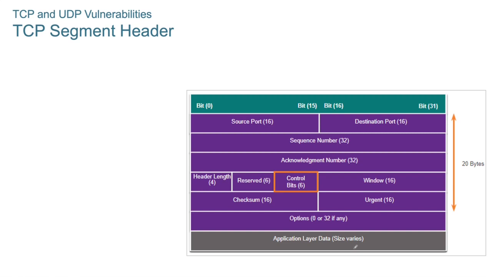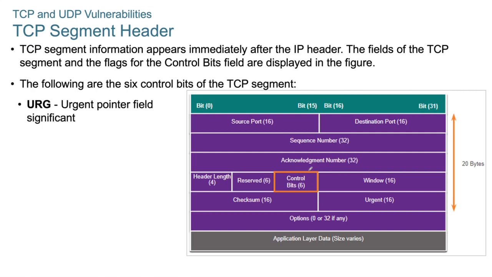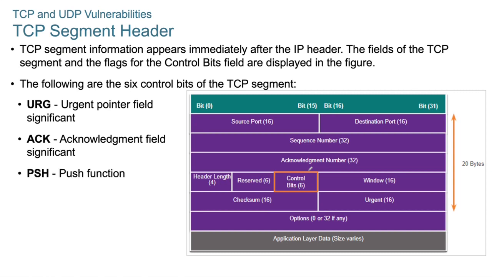So this control bits field uses 6 bits, and every bit is used for a different purpose. What are those? One bit is used for URG, the urgent pointer field significant, which gives priority to this particular packet. Another bit is used for acknowledgement. If it is TCP, then every packet requires an acknowledgement, whether it is received correctly or not by the destination side. One bit is used for the push function. Another bit is used to reset the connection.